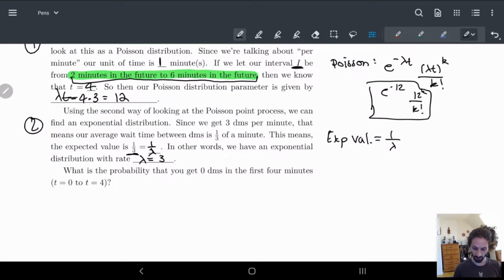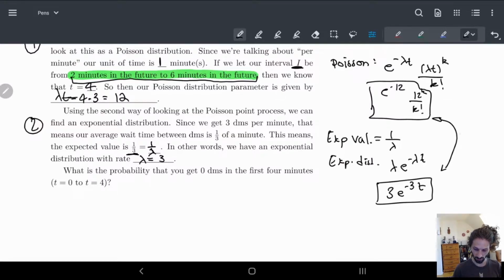And so remember here the exponential distribution is given by lambda times e to the minus lambda t. So in other words, we have 3 e to the minus 3t. So you should see right away these two are not the same. They don't look the same.